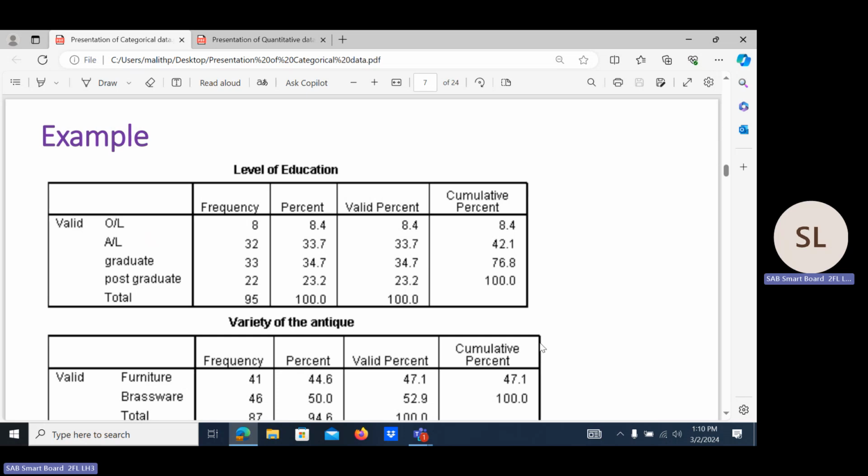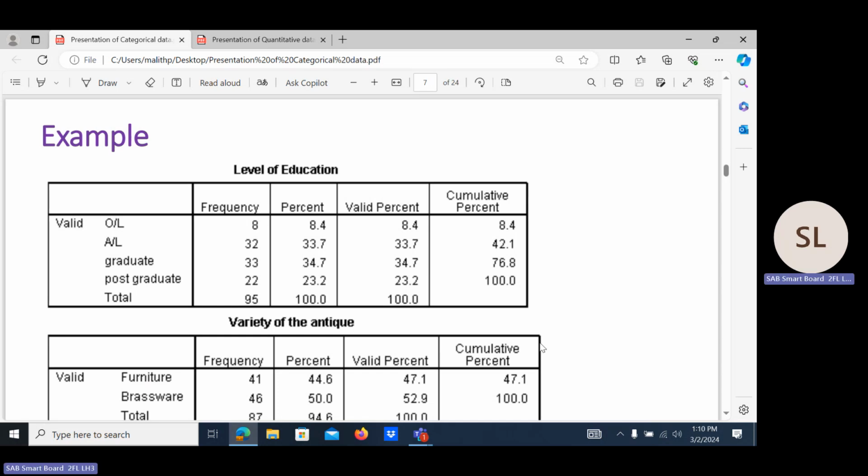This is the example. This table represents the level of education. The level of education is a qualitative variable, so we can categorize it. It is categorical data. Levels of education: O level, A level, graduate, and postgraduate. The first column represents the frequency value.